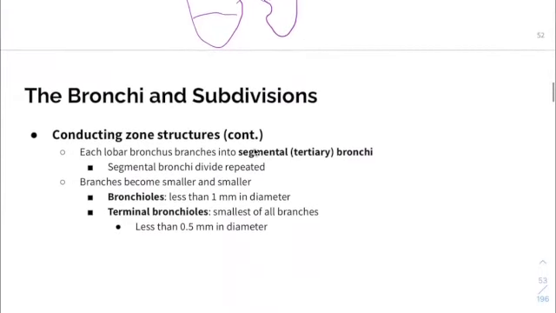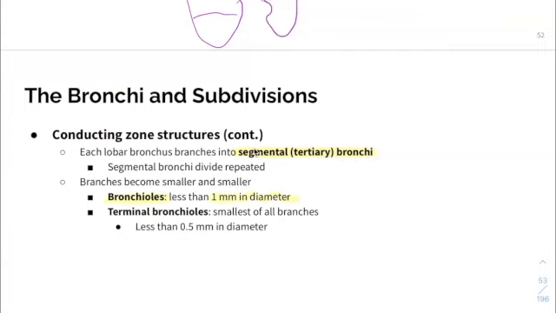Then each of those lobar bronchi or secondary bronchi will branch into segmental or tertiary bronchi. Those segmental bronchi continue to divide and divide and divide. It's a total of 23 different branches that come off. And as they come off, the branches get smaller and smaller and smaller. We eventually get into bronchioles. Those are very small. They're less than 1 millimeter.